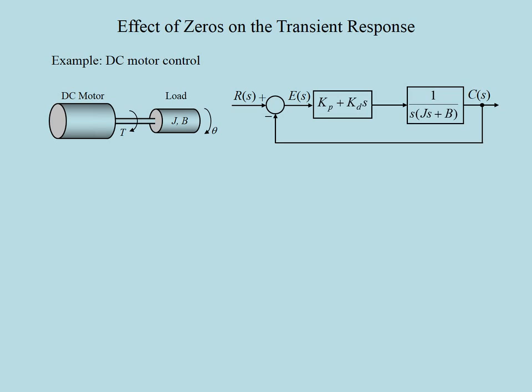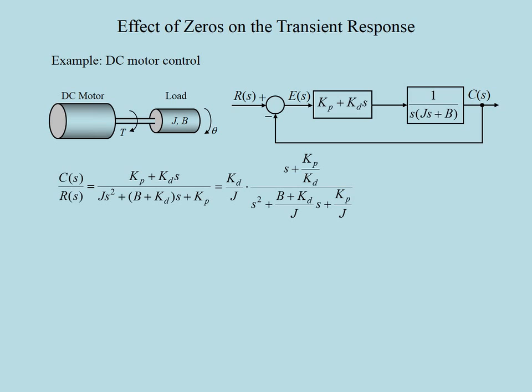Let us continue with the same example to investigate the effect of zeros on the transient response. Here we write the closed-loop transfer function once more and arrange it in such a way that both the numerator and denominator polynomials are shown as monic. Noting that the square of the natural frequency of the system, that is omega n squared, equals Kp over J, we can write the denominator polynomial in a standard form. We can also call Kp over Kd as Z. Therefore, the multiplicative constant of the transfer function can be written as omega n squared over Z. By substituting s equals 0, you can check that the DC gain of this system is unity.